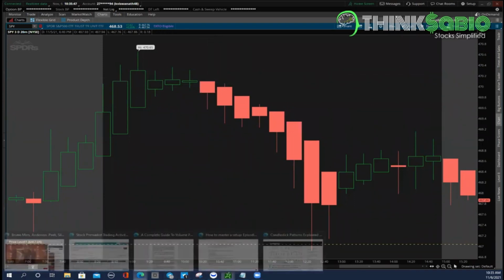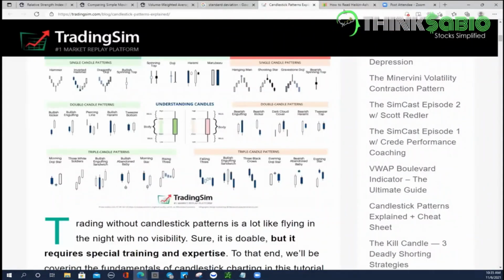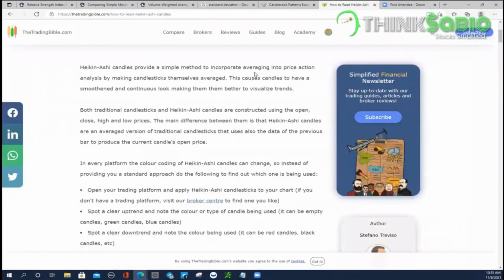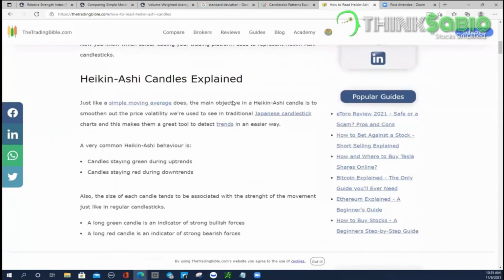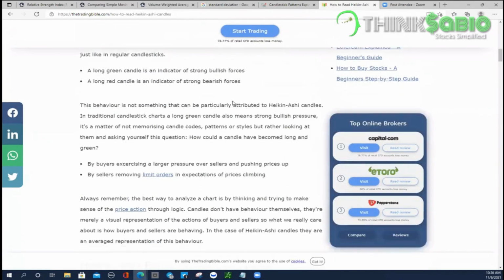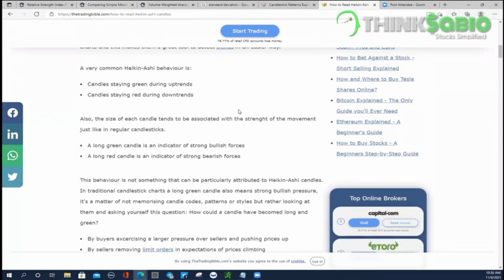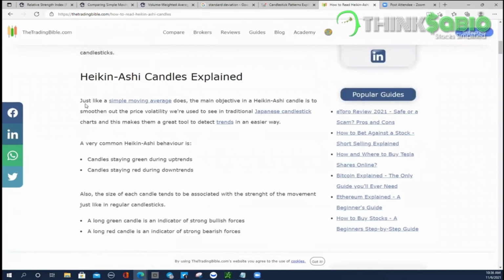How is the average calculated on Heikin-Ashi? Good question. For you, I have a page that explains how it does. And then I think there is a formula somewhere here. If not, then Investopedia has the formula. So, Heikin-Ashi candle explained, just like a simple moving average. Moving average is the next topic.